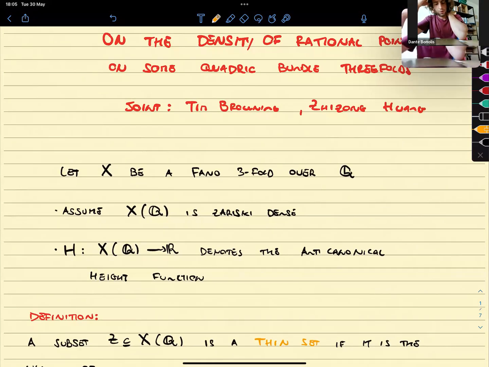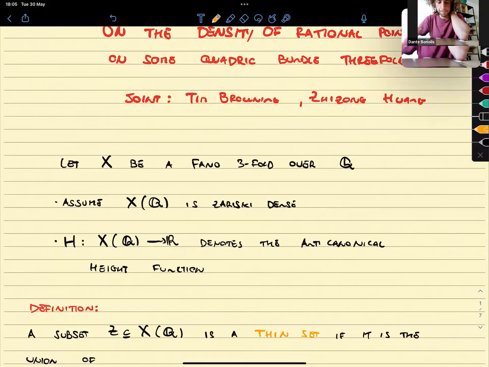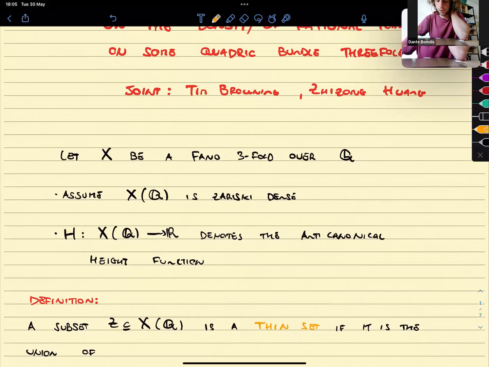So in this talk, we're going to basically try to prove some instance of the Manin conjecture for some Fano threefolds over Q. I'm just going to state the setting. At the end of the day, we're going to really work with some very concrete examples. So even if you don't know what a Fano threefold is, it's fine.